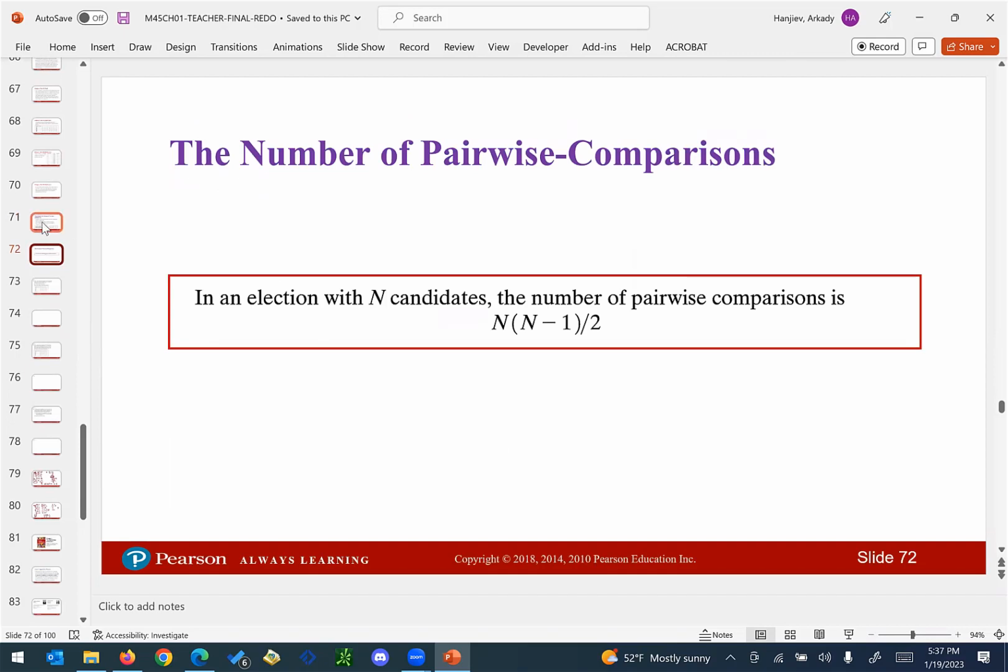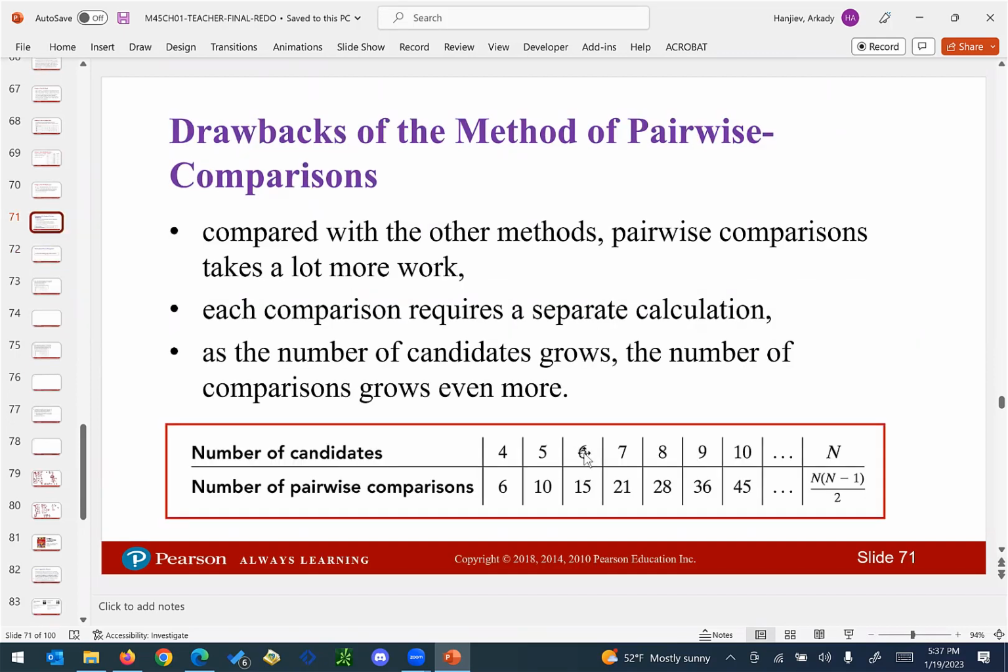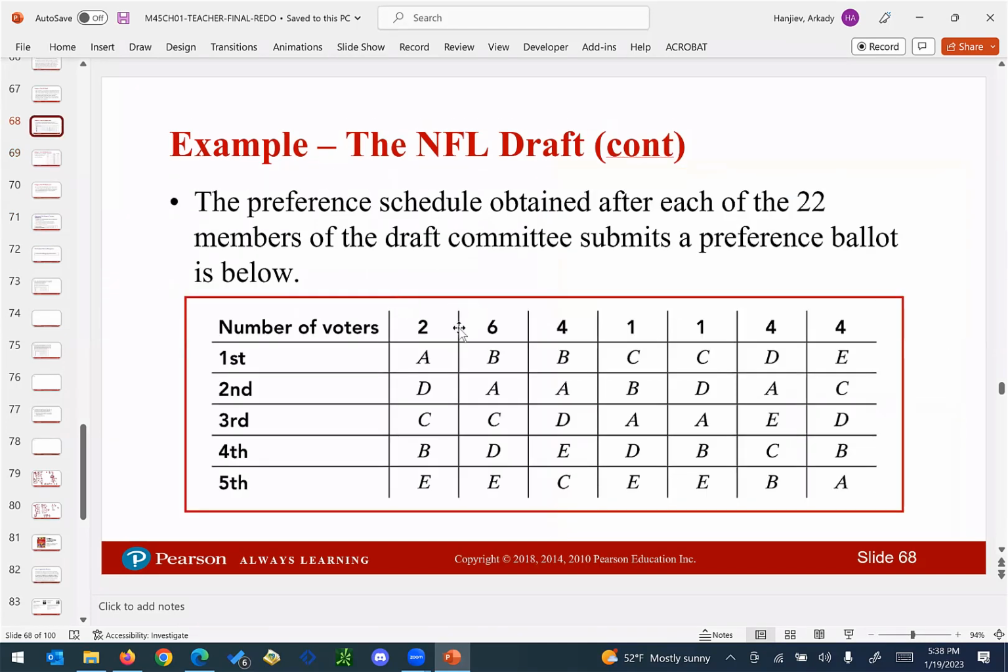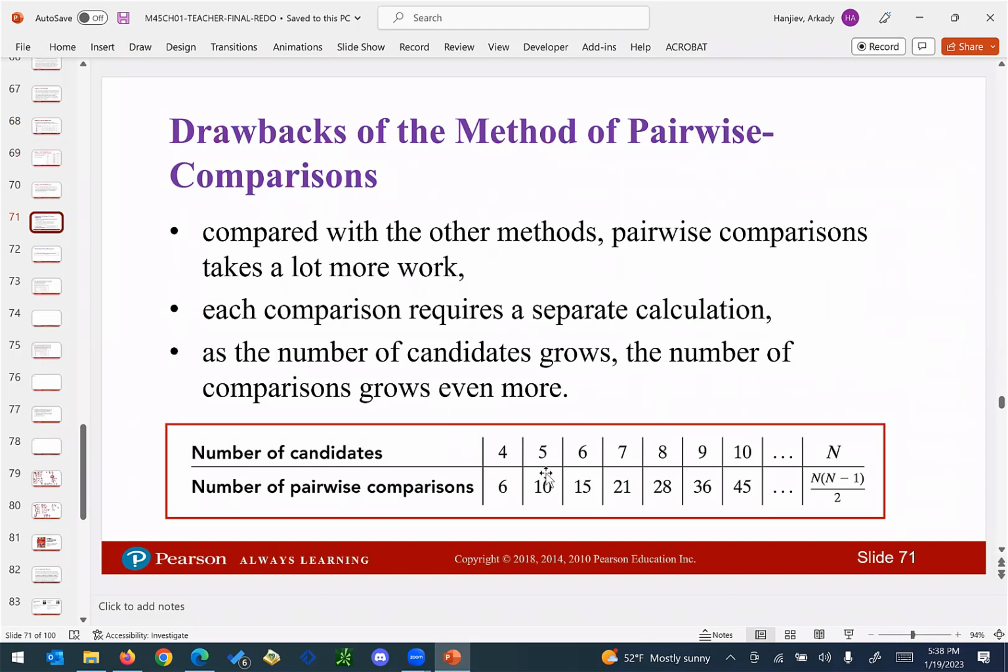All right, so then we have this interesting thing: the number of calculations you need. If you have 10 candidates, you're going to have to do 45 calculations. Let's go back real quick here. How many candidates do we have? 1, 2, 3... there are 5 candidates here. So according to this rule, we had to do 10 calculations to make this happen.